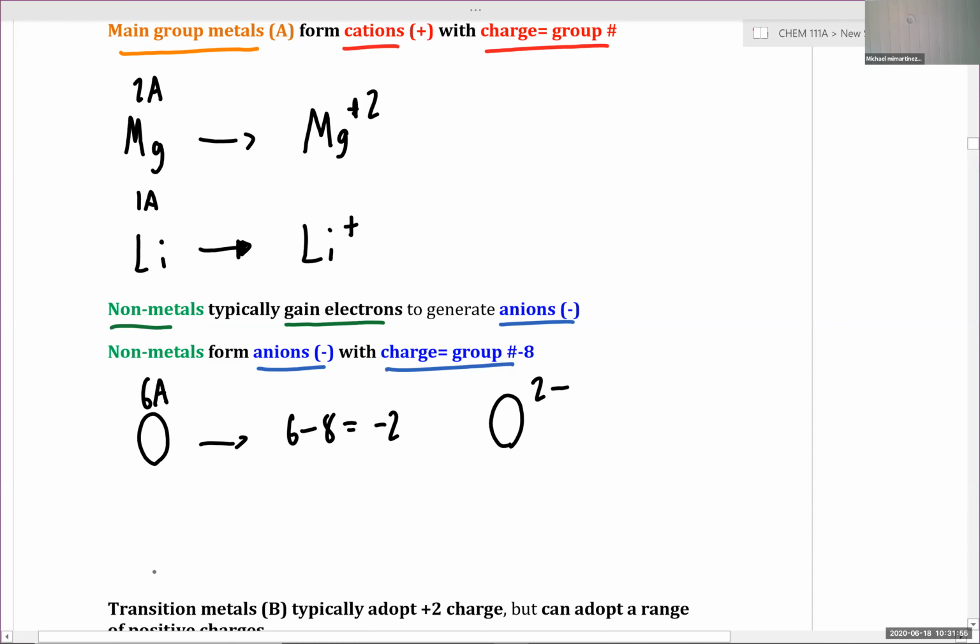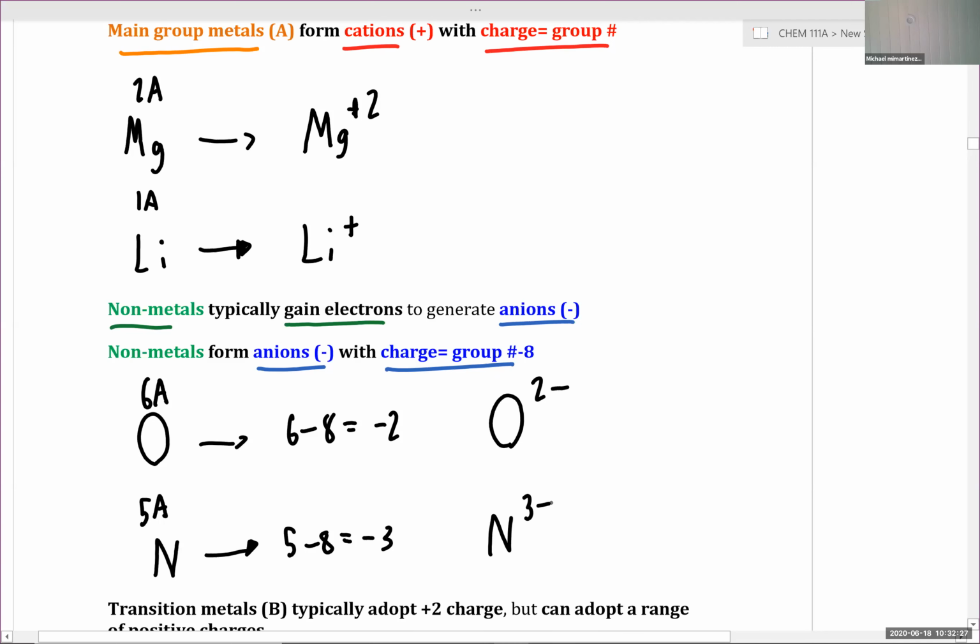Would someone like to propose the charge for nitrogen in an ionic compound? What charge would nitrogen prefer to adopt in an ionic compound? Yep, 3-, exactly right. 5 minus 8 gives us -3, so this would be nitrogen 3-.